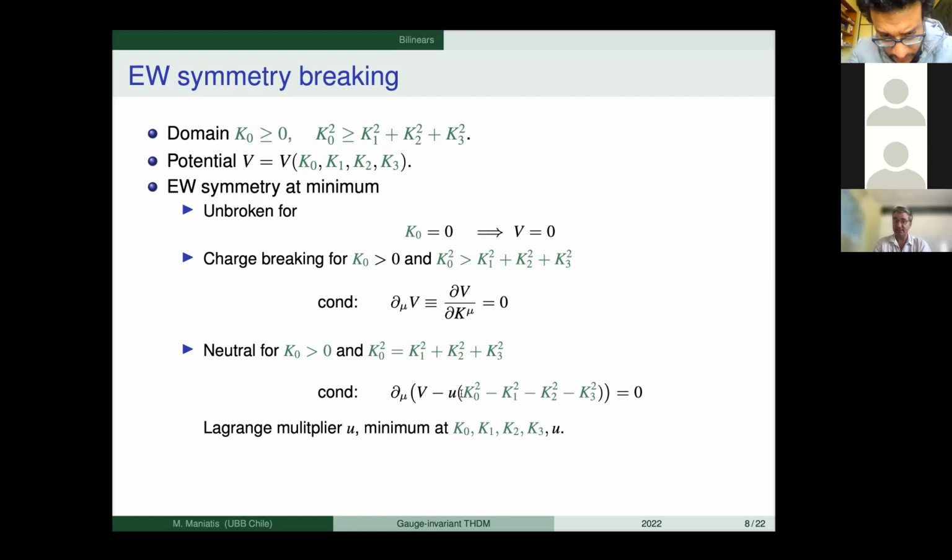The sum on the right-hand side gives us this condition, and we have to take it into account. We are looking for a neutral vacuum. This is the neutral vacuum condition. So we have to impose a Lagrange multiplier. So far, this is a better, simpler way to analyze the scalar potential. That is the main upshot here.